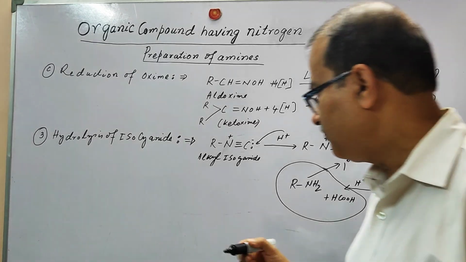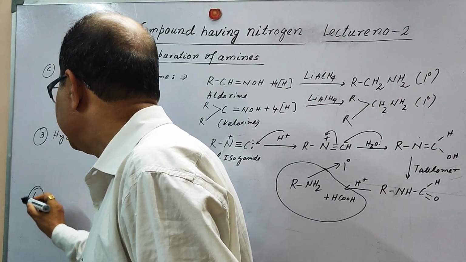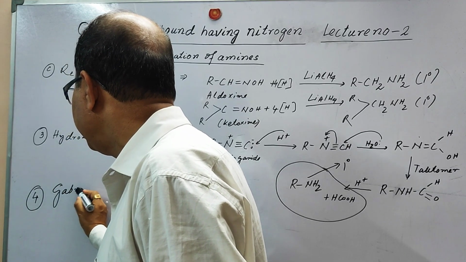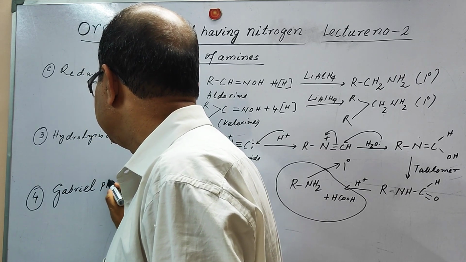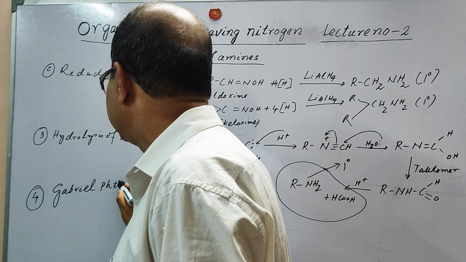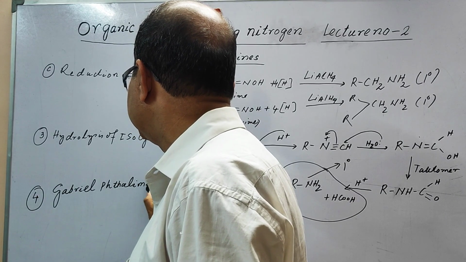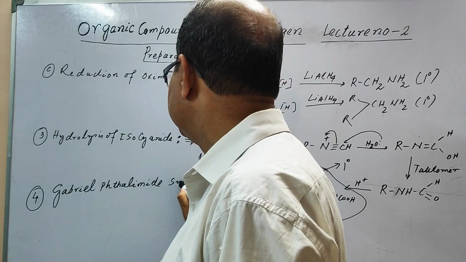Now the fourth process that we are going to discuss is a very important process, that is the Gabriel phthalimide synthesis.